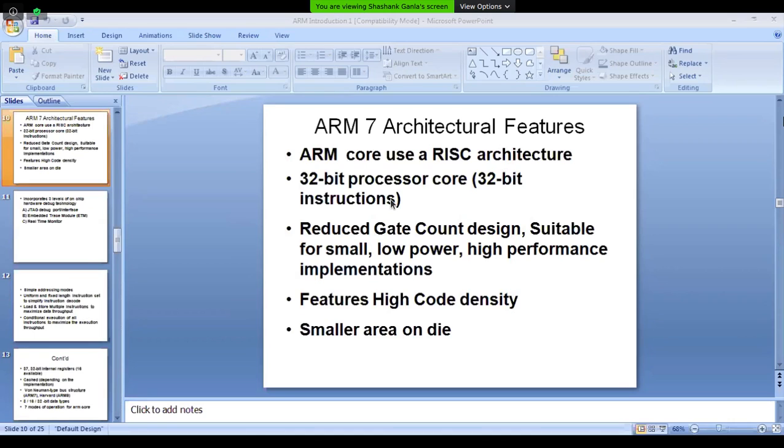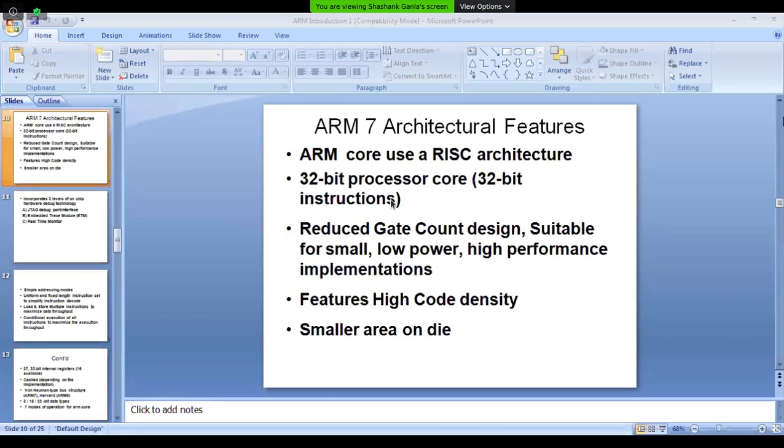So ARM is a 32-bit processor core. 32-bit processor core here implies that it has a 32-bit address bus, it has a 32-bit data bus, and it has a 32-bit instruction set. I repeat, it has every instruction which is 32-bit in size. Apart from that, the ALU processing capacity is also 32-bit. So this is what I mean by 32-bit processor core.